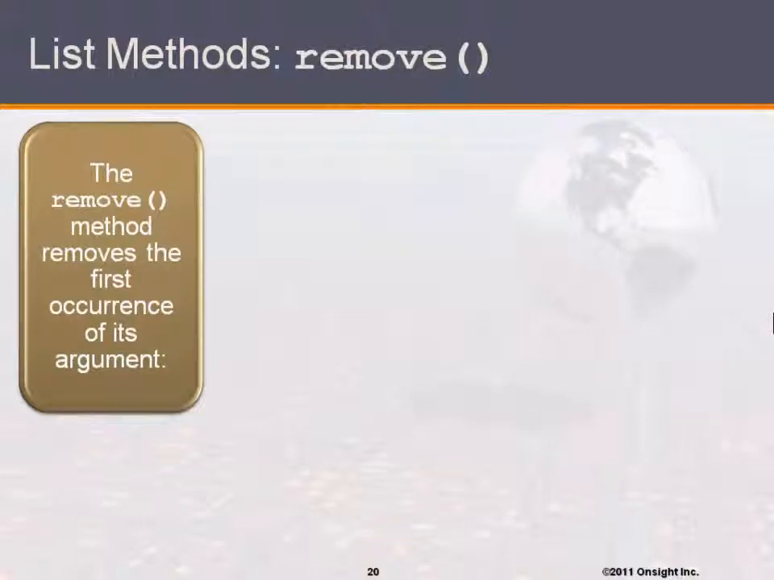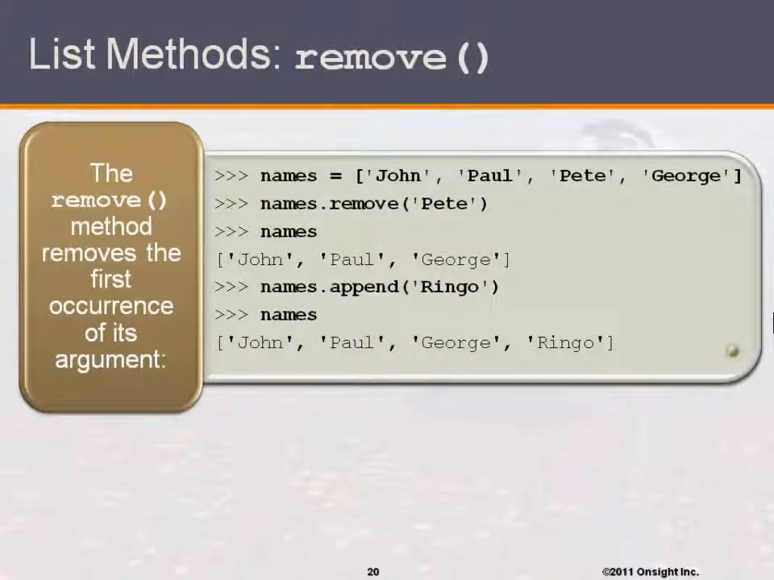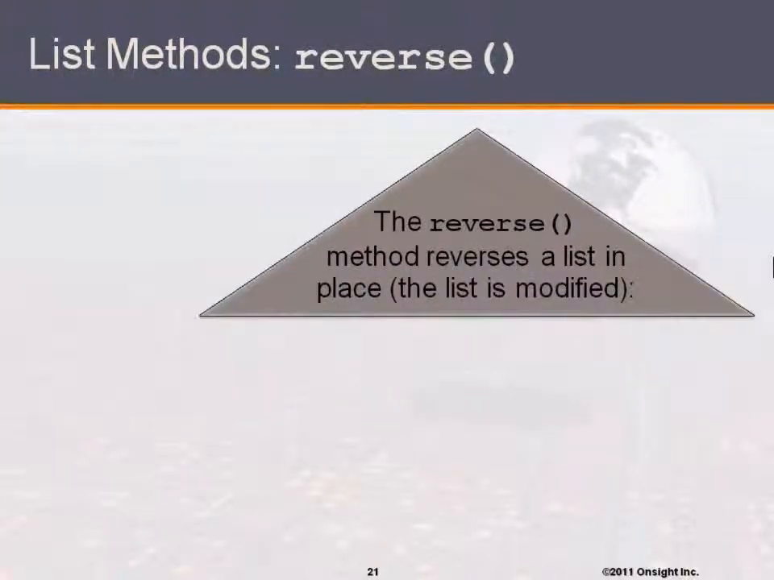Remove is similar, but it removes the first occurrence of whatever we're looking for. So here we assign names John, Paul, Pete, George, and we say names.remove(Pete). So it goes in here, locates Pete, removes it, and we see the result, no more Pete. Then if we do an append of Ringo, we see Ringo, like we saw earlier, is added to the right-hand side of the list.